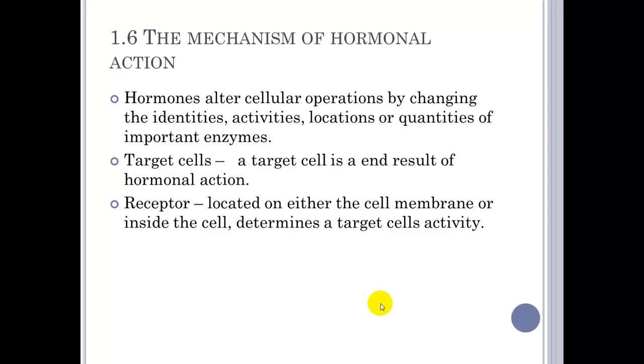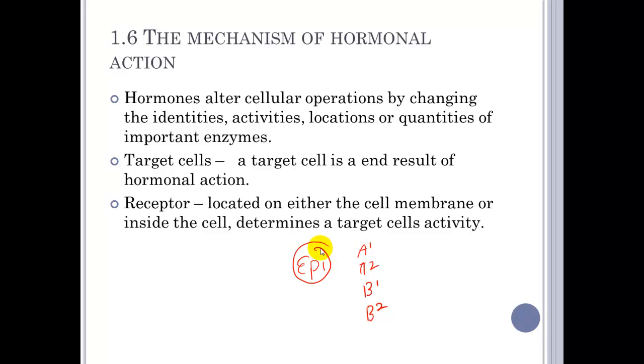You have target cells. A target cell is the end result of a hormonal action. So an example of this, epinephrine responds to 4 target cells, and the target cells that it responds to are alpha 1, alpha 2, beta 1, and beta 2.